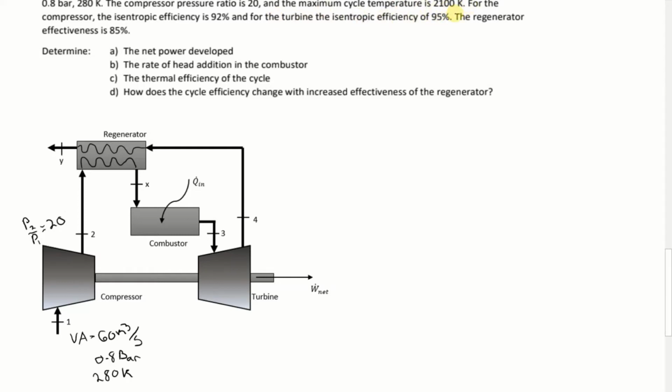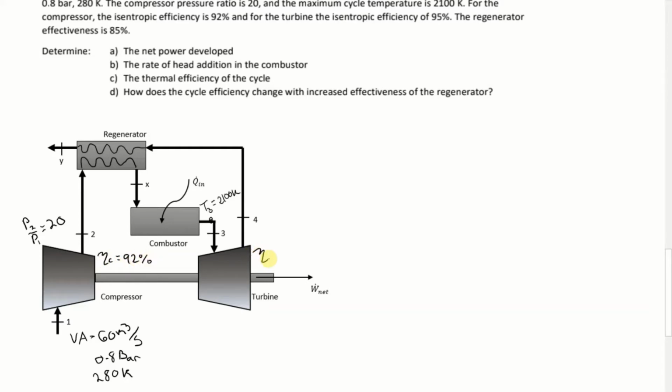And so this part of the question you need to think about, okay, what does this mean? Maximum cycle temperature. If you look at the cycle, there's going to be heat added through the compression process, added heat from the regenerator, added heat from the compressor, and then this is where we are going to be releasing a lot of our energy in order to produce our power. And so our maximum temperature is going to be referring to T3, 2100 Kelvin. So then for the compressor, the isentropic efficiency is 92%.